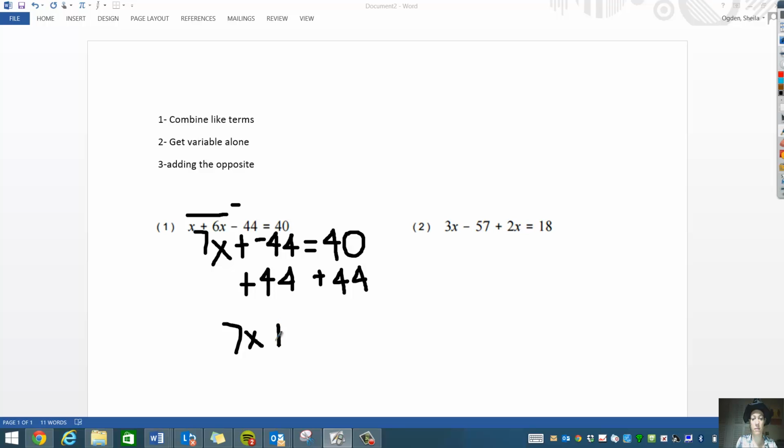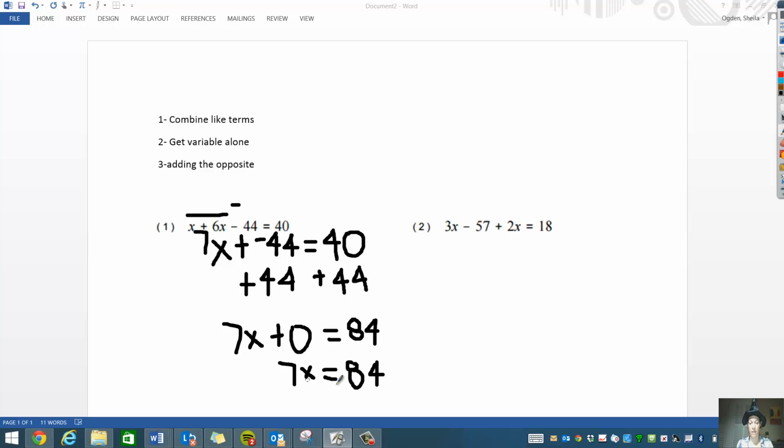So this just becomes 7x plus 0 on one side. On the other side, we have 44 plus 40. Go ahead and see if you can guess what that is. It's 84. So 7x plus 0 is obviously 7x. So we have 7x equals 84.